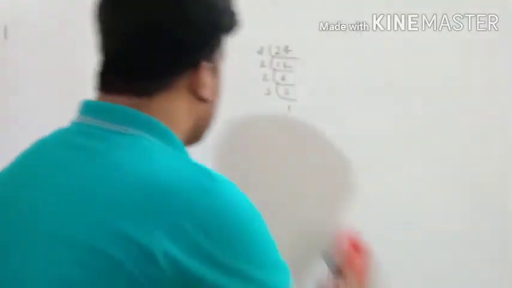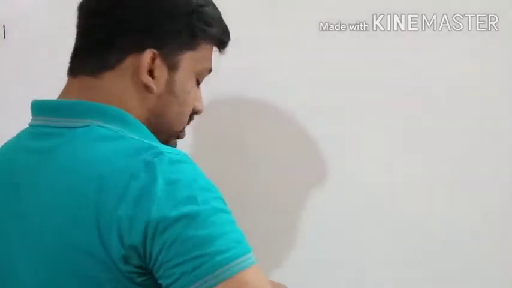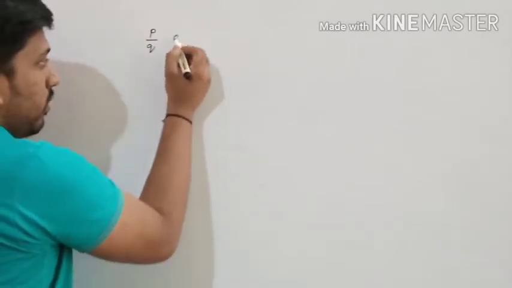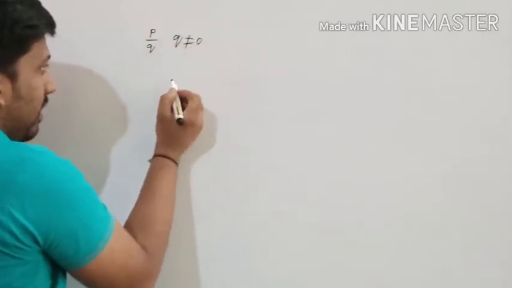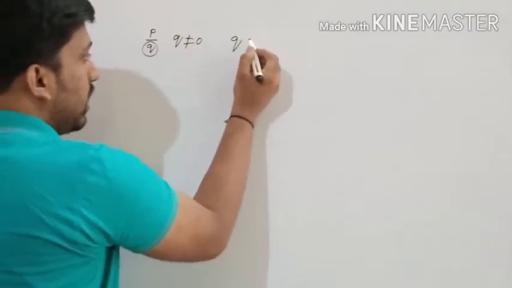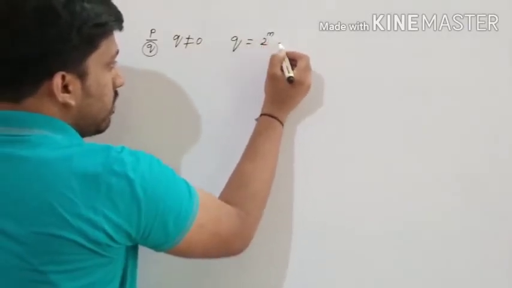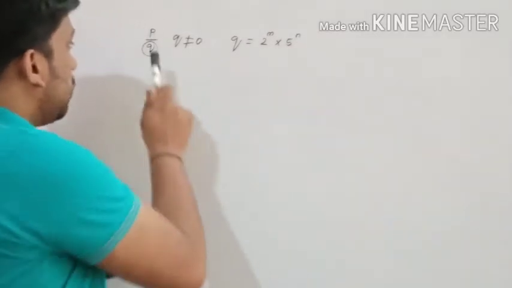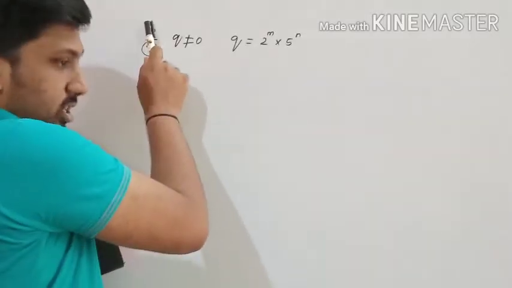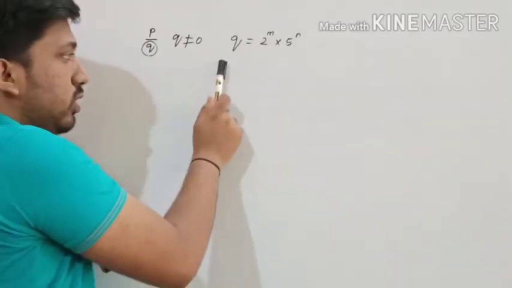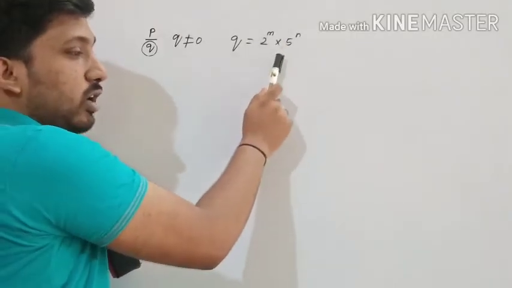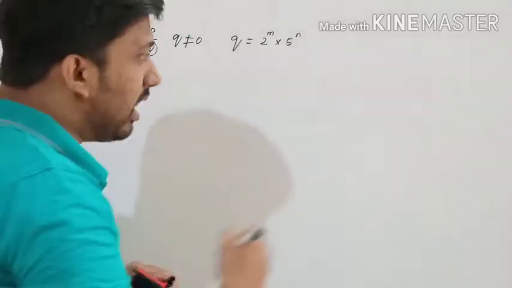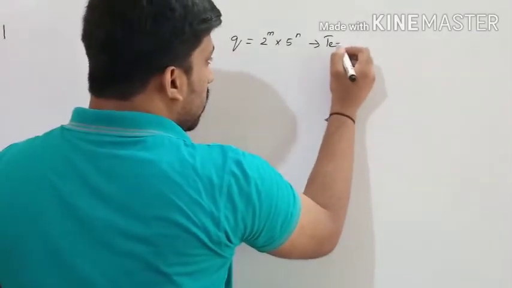Now what we are going to do here: any number which is in the form of p by q, that is the condition, where q is not equal to 0, and this q should be in the form of 2 to the power of m into 5 to the power of n. Observe carefully. This p by q is a rational number. This denominator q should be in the form of 2 to the power of m into 5 to the power of n. If it is in this form, then we are going to tell that it is terminating.